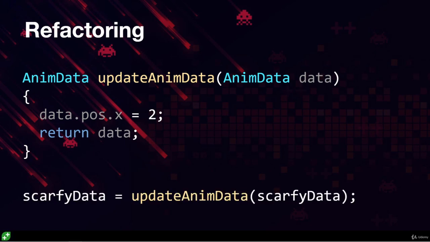So instead, we can take scarfyData, pass it in to updateAnimData, and then use the assignment operator to take the return value from updateAnimData and assign that to our scarfyData variable, overwriting all of its members. This is how we can update our animData called scarfyData using a function that returns an animData value. So in this case, since we're using the assignment operator, scarfyData is in fact changed. So we're going to use this concept to create a function for updating the animation frame for Scarfy's animData.